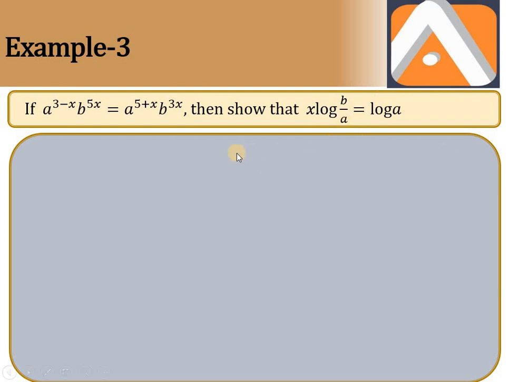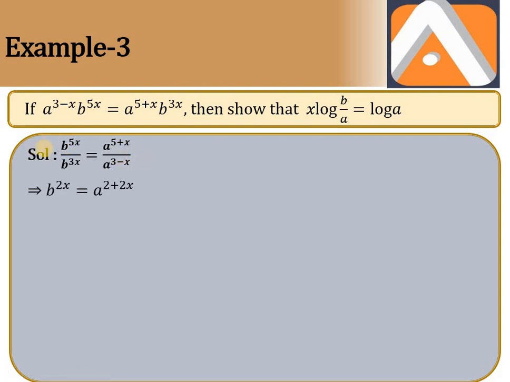So how are we going to prove this? First I am going to arrange these terms: all a terms on the left side, all b terms on the right side. Okay. Now see. So bring this b raised to 3x to the left side, and a raised to (3 minus x) to the right side. So after that, simplify.